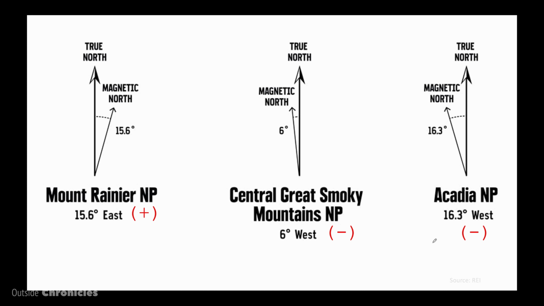And here are some examples of some declinations you may see in the field. Acadia is east of the Mississippi, therefore it has a west declination, and it's a negative declination. So we have a 16.3 degrees difference between true north and magnetic north. If we're at the Great Smoky Mountains, we're still east of the Mississippi. However, we're a little bit closer. So our declination is only 6 degrees there, still negative, and you can see the difference between true north and magnetic north. Now, if we look at Mount Rainier National Park, which is now on the west coast, we have a 15.6 degree east declination, which means it's a positive declination.